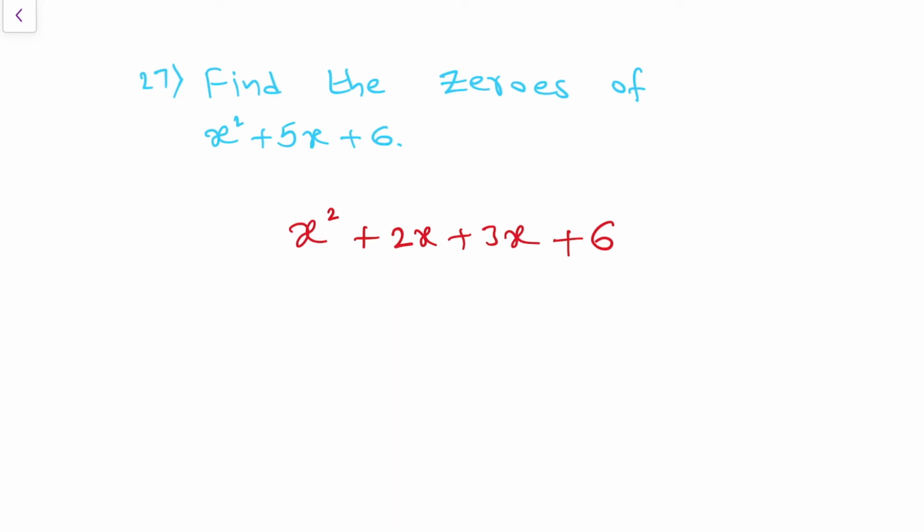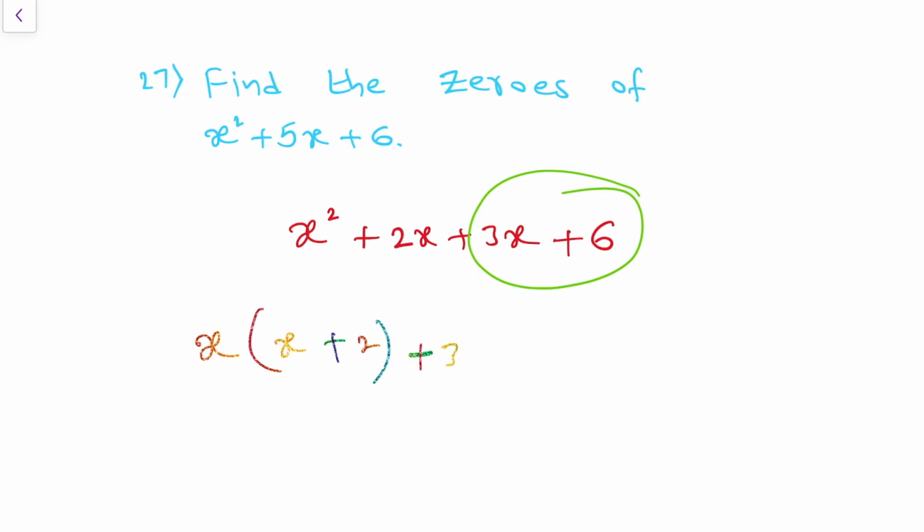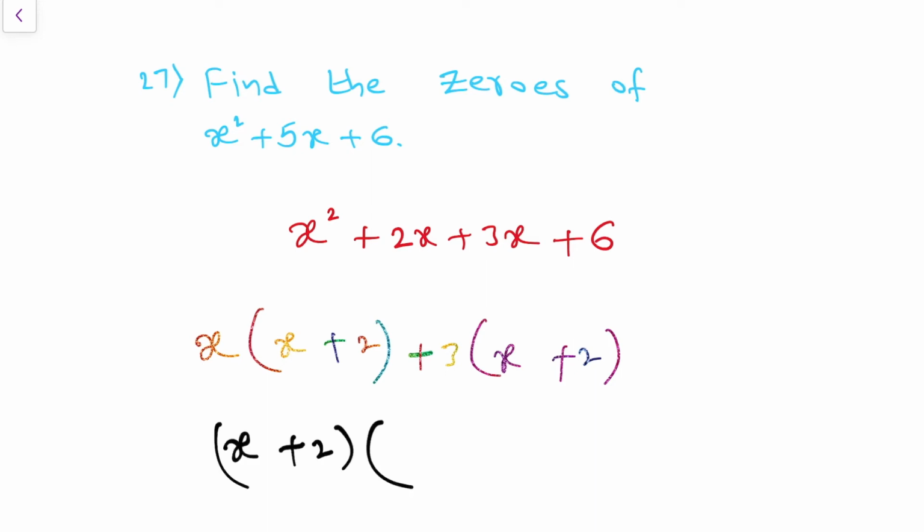Now from the first term and the second term we can take out x common, then we remain with x plus 2. The same way from the third and fourth term we can take out plus 3 common, then we remain with x plus 2 again. Now x plus 2 is there two times, so write it once, into the remaining, that is x plus 3. So the factors are x plus 2 and x plus 3.